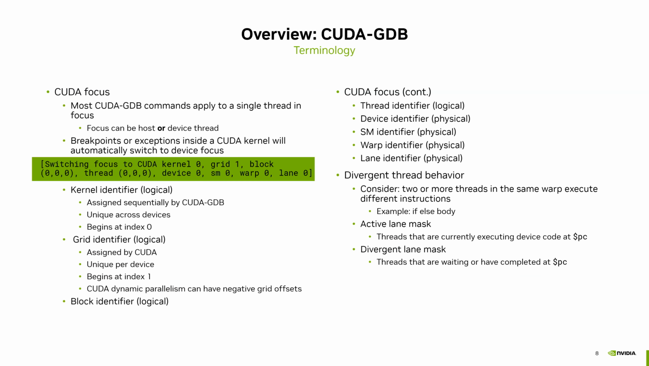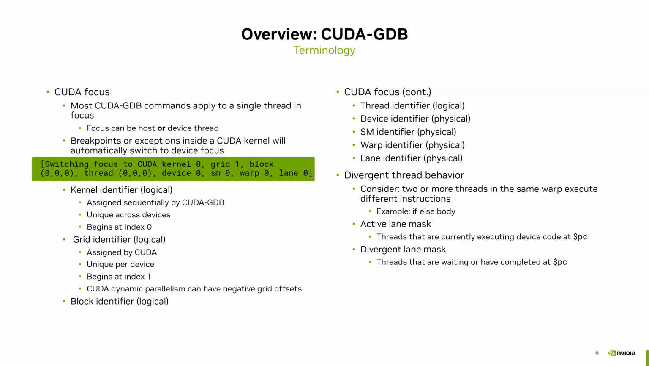Let's talk about CUDA Focus. Most CUDA-GDB commands apply to a single thread in focus. This can be either a host thread, so a CPU thread, or a device thread, a CUDA thread. So you're only going to focus on a single thread, not a group of threads, just a single one. Breakpoints or exceptions that are hit inside a CUDA kernel will automatically switch to the device focus. So you'll see a message like this, what you see in the green box here.